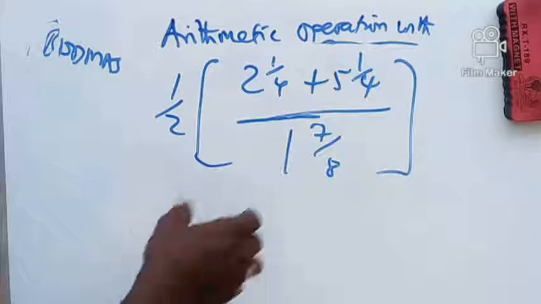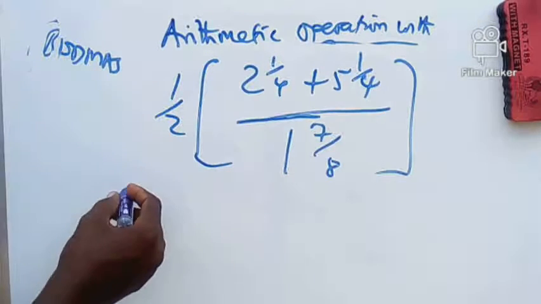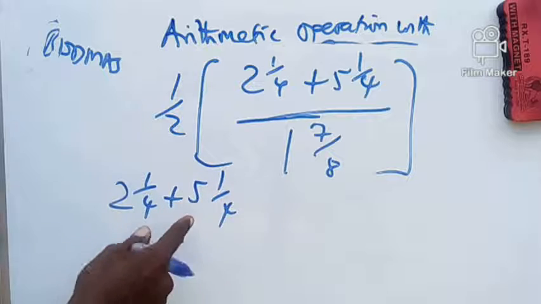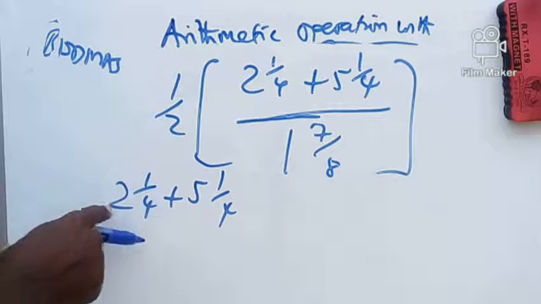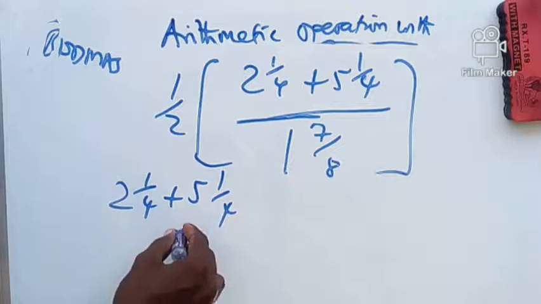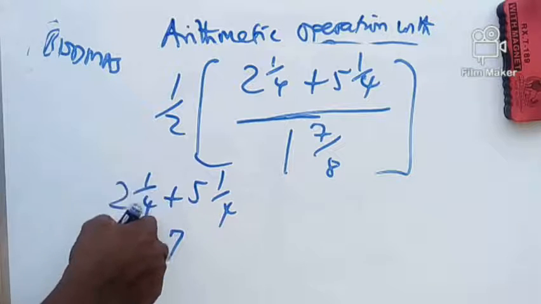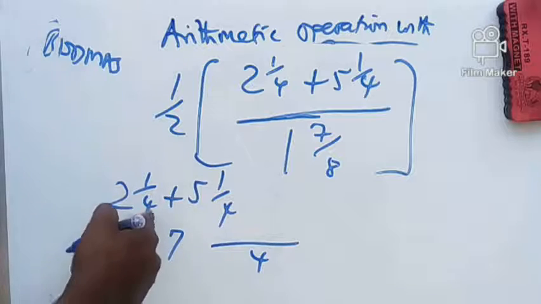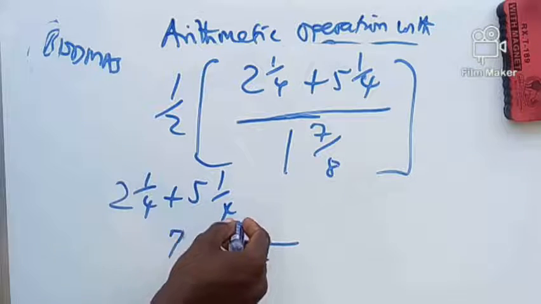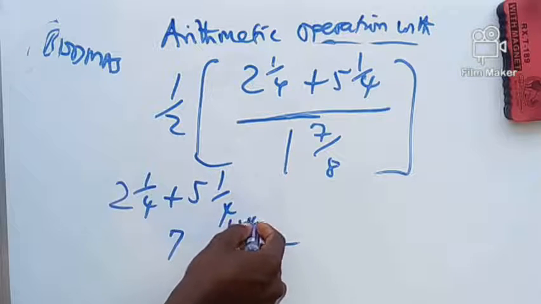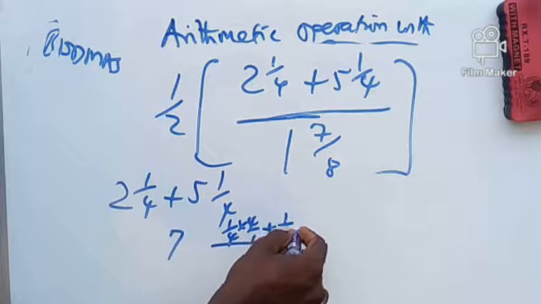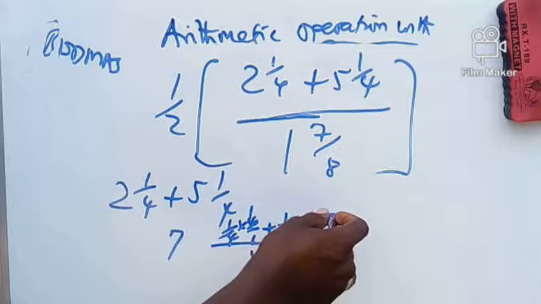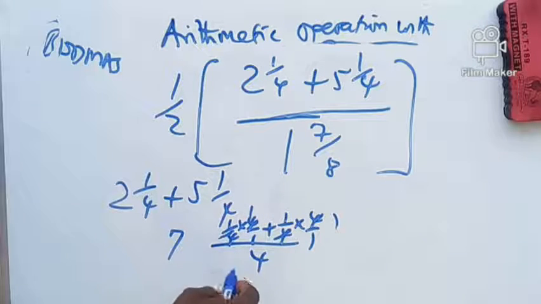If I take them out, I have 2 1/4 added to 5 1/4. I add the whole numbers together. If I add 2 and 5, I have 7. Then the fractions: the LCM of 4 and 4 is still 4, so we just draw a line and put 4 there. We now use this to multiply by 4: 1/4 times 4/1 plus 1/4 times 4/1. 4 can cancel 4, you have 1. 4 can cancel 4, you have 1. So we have 1 times 1, which is 1.